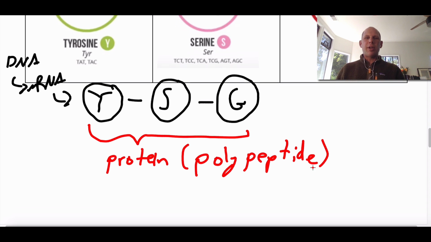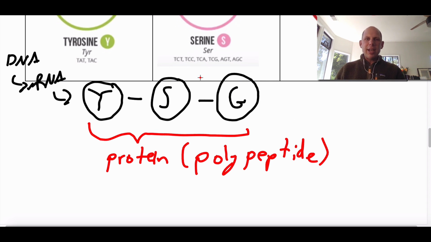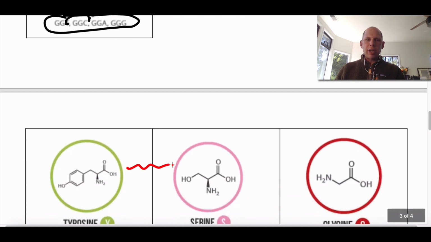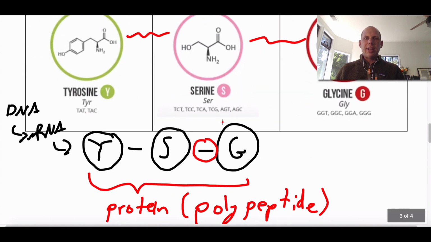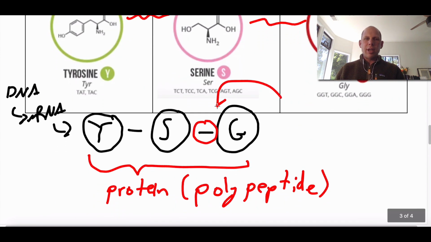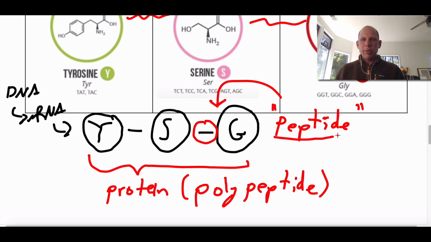And the reason we're calling it a polypeptide is this bond right here, the bond that's ultimately going to link all of these together, which we haven't shown up here. That bond is called a peptide bond. Peptide bond. Okay? So we have a peptide bond.